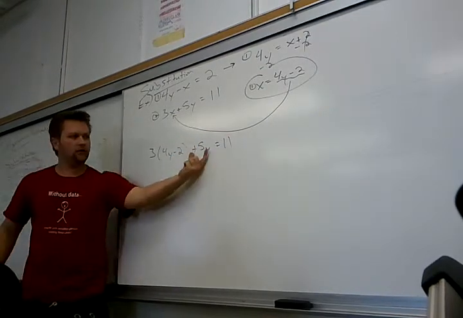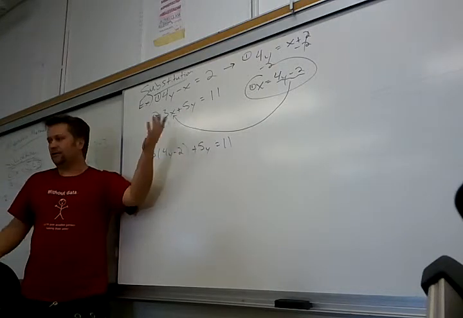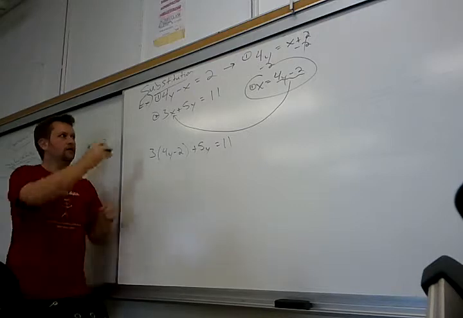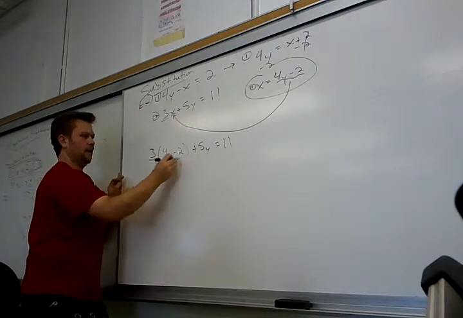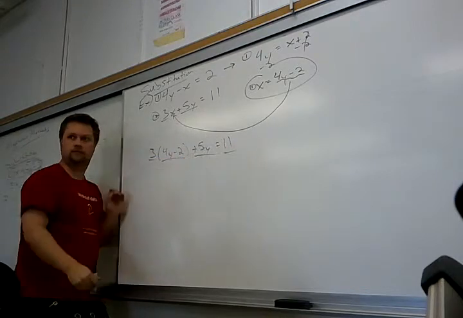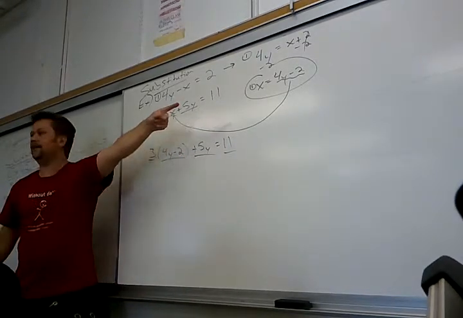Another big mistake is people forget to write that plus 5y. You feel like you wrote enough. But if you forget to write that plus 5y, you're going to get funky answers. It's 3 times x plus 5y equals 11. It's the same equation. I've just replaced x with what I know it is.